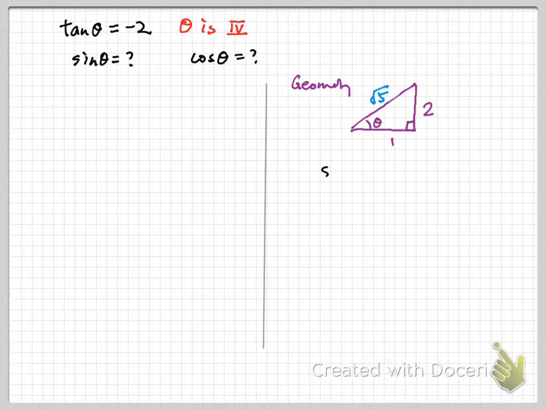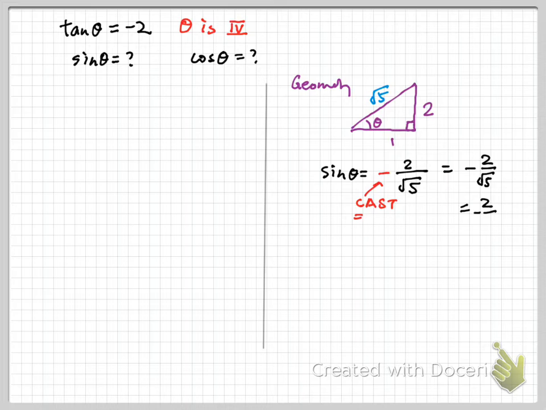So now sine theta will be the opposite side divided by the hypotenuse. But it is in the fourth quadrant, so by CAST, sine theta should be negative. So sine theta goes to -2 over square root 5. If you want to rationalize it, it is the negative of 2 root 5 over 5. Both are acceptable answers. Similarly, from the right angle triangle, cosine theta will be 1 over square root 5, the adjacent side divided by the hypotenuse.